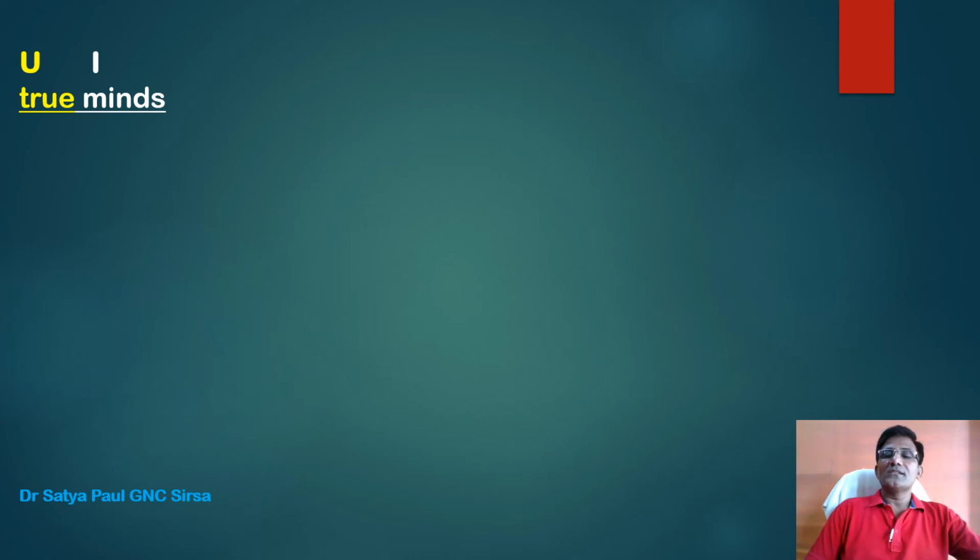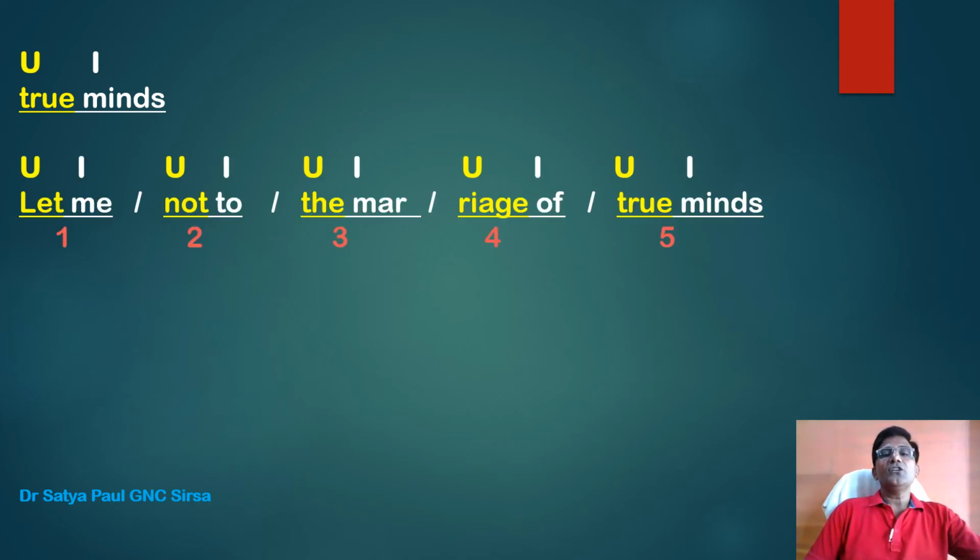If you count the syllables, there are 10 syllables. The first syllable in each foot is unstressed, followed by a stressed one. There are 5 feet. Let me is the first foot, not to is the second, the marriage is the third, rich of is the fourth, and true minds is the fifth foot. So these are 5 feet.